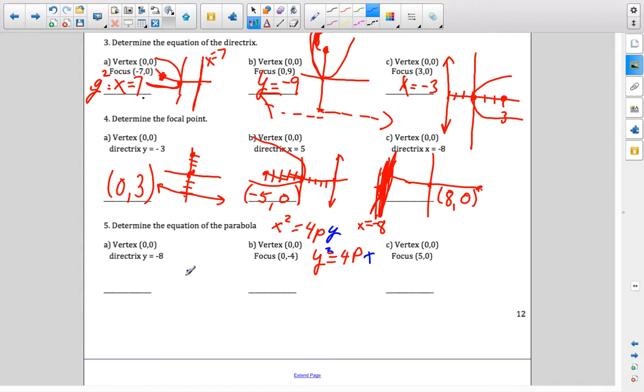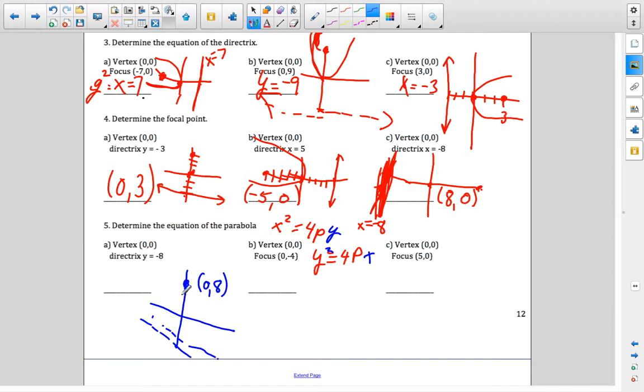If I draw a picture, I've got this going here, and y equals -8 is some number down here where it's evenly going across. That means that if this is 8 units down, my focus is 8 units up. So my focus would be right here, at (0, 8), because 8 units down is the directrix, so 8 units up is the focus. Okay, so I've got the picture.